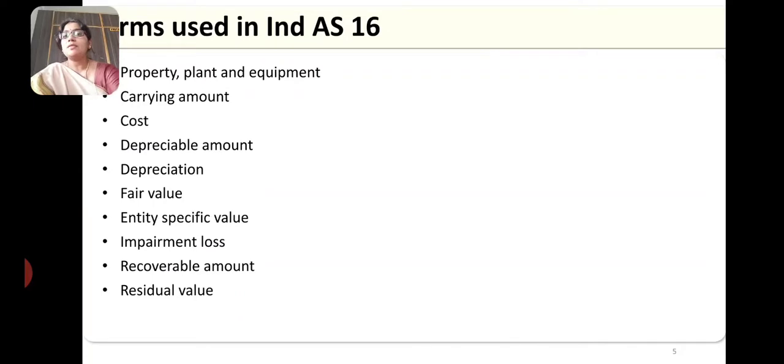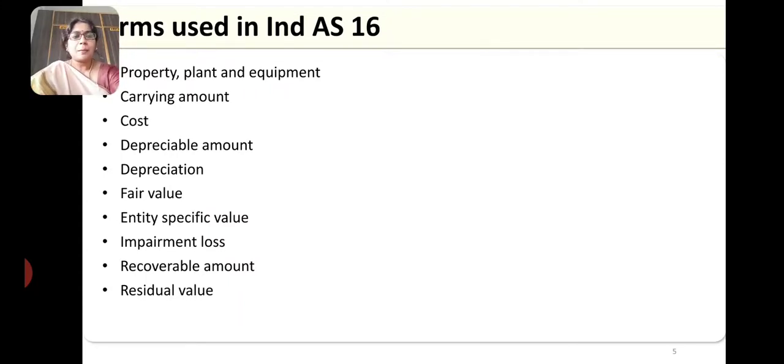Then depreciable amount, which is the amount on which we have to calculate the depreciation, then the depreciation. Then we have something called fair value. Fair value means, if the asset is sold in an arm's length transaction, that means if it is sold in the immediate future, the value that it can fetch is called the fair value. Then entity specific value, impairment loss, recoverable amount, residual value. All these things we are going to use in the coming sessions.